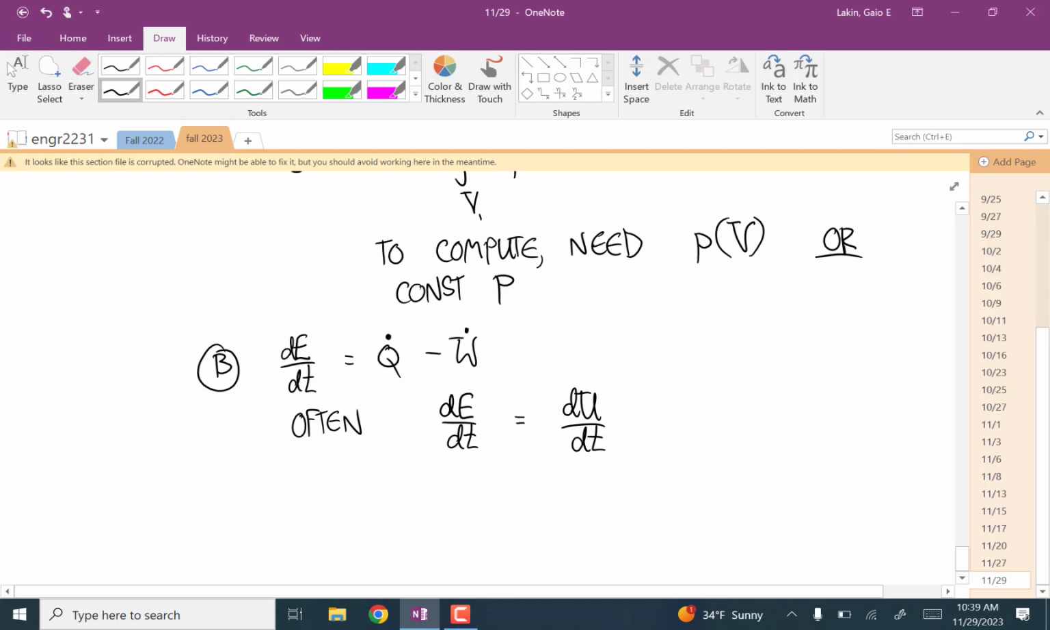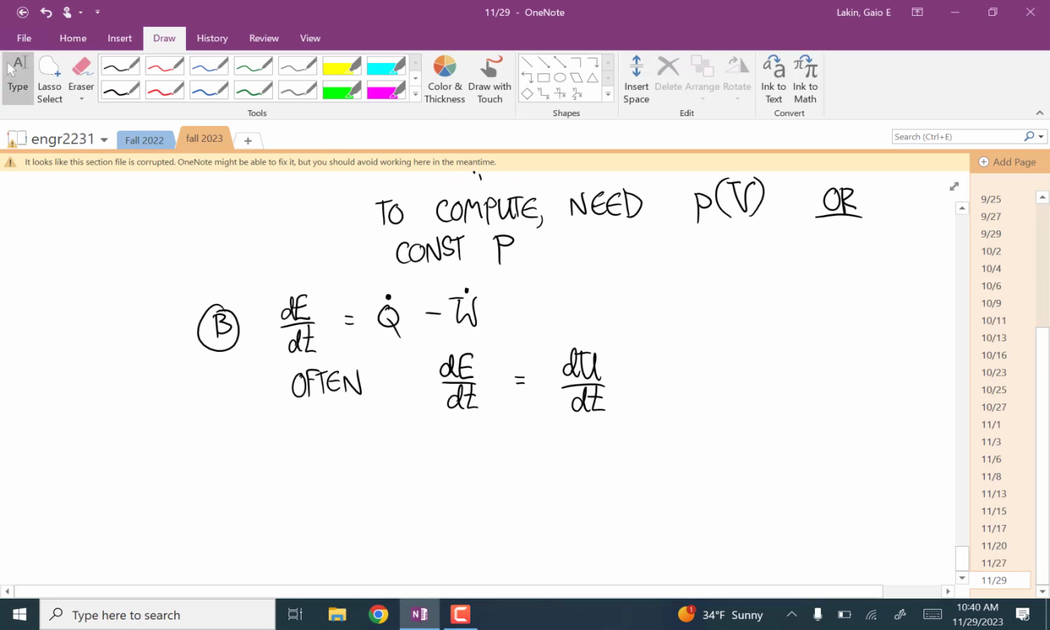Remember though, what you get out of the table is the specific internal energy. So be sure if you're using this form that you're multiplying by the mass to get the extensive internal energy. Okay, so what's this? This is for a closed system. And this is the differential form. We're also going to see a differential form for control volumes.